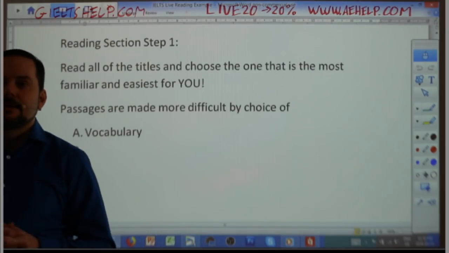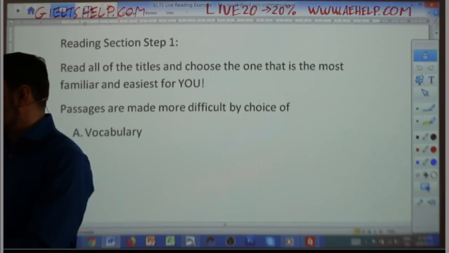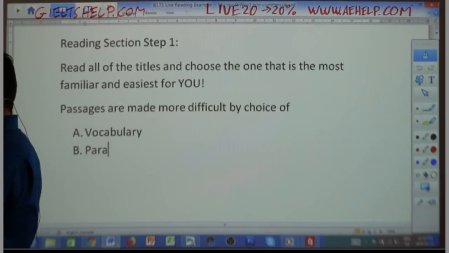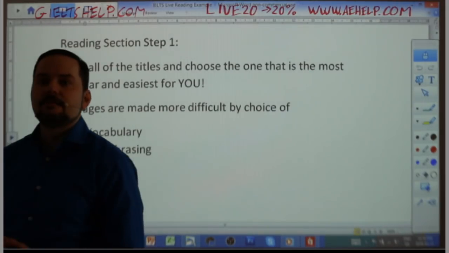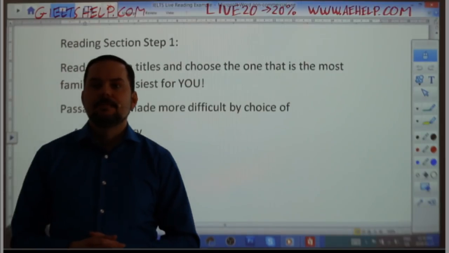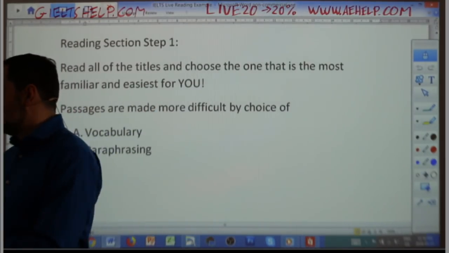Sure. By paraphrasing, yeah, using more difficult paraphrasing. Thank you for that one, Hike. Yeah, absolutely. By grammar, more complex grammar.